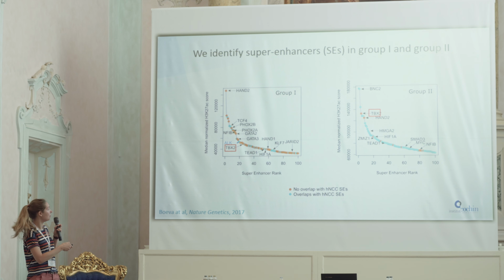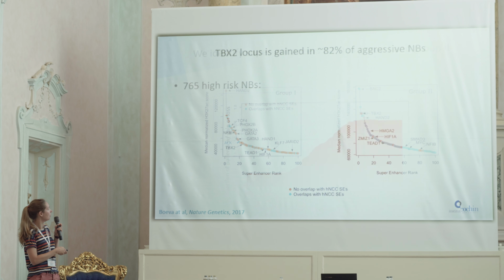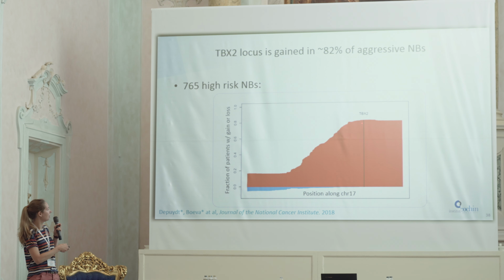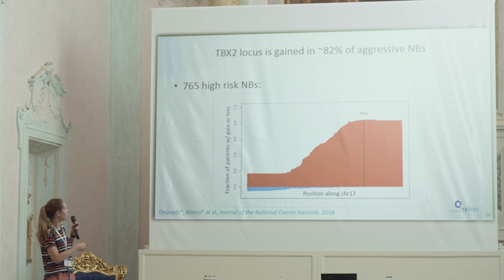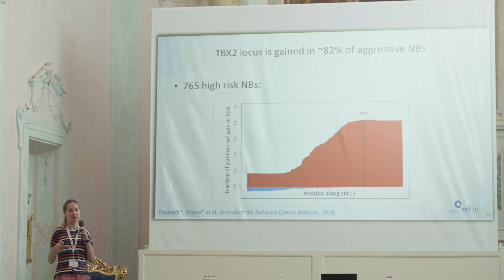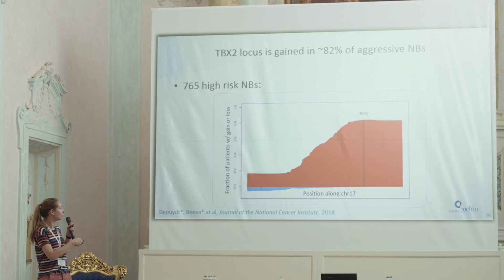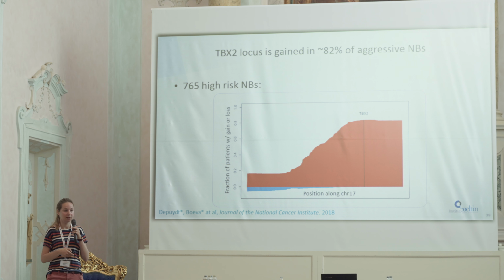And if you look where this TBX2 gene is located, you will see that it's located in a minimal gain region on chromosome 17, which is gained in more than 80% of high-risk neuroblastomas. So you can think that this gain on 17q is one of the first events in neuroblastoma to amplify genes in this region, including TBX2, and the high expression of TBX2 can start this rewiring by binding to its own promoter, creating a super enhancer, and so on.